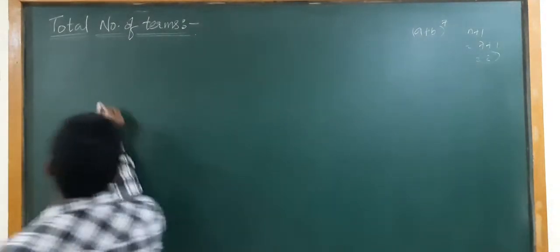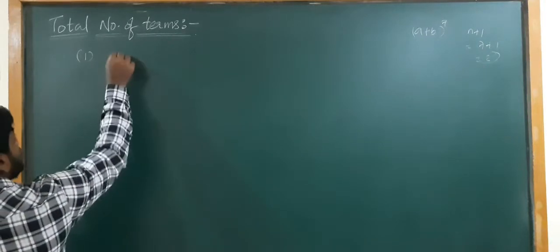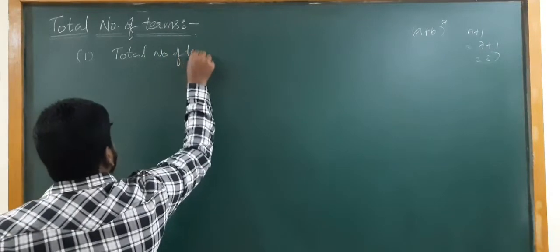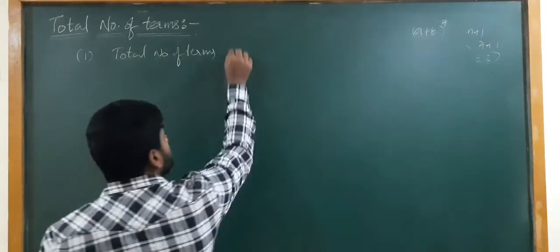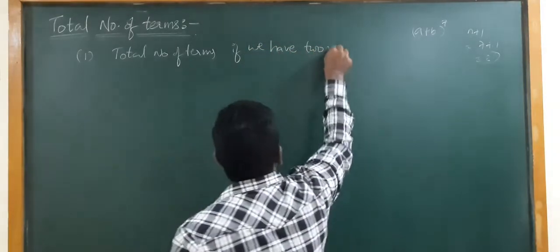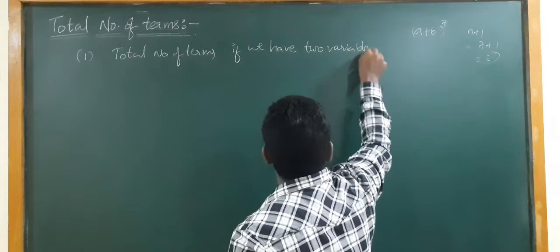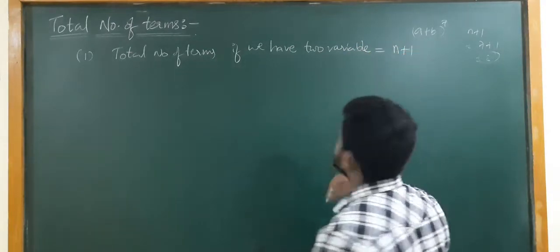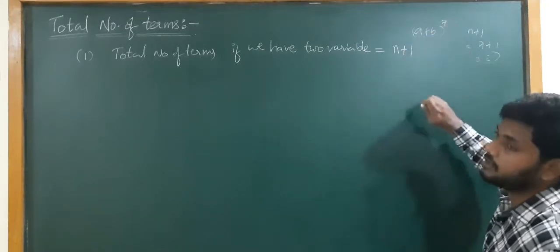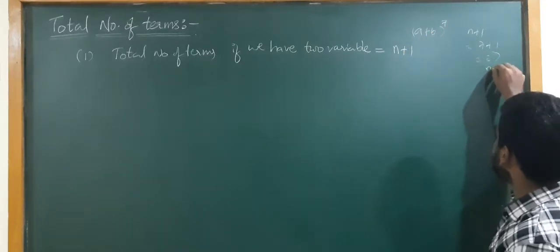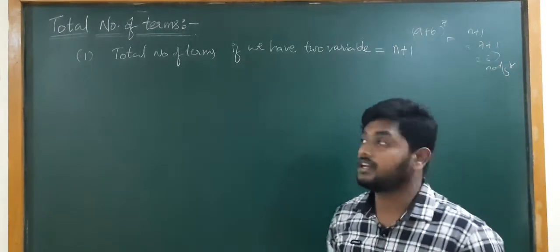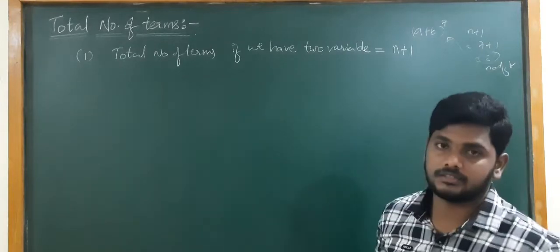First, total number of terms if we have two variables is equal to n plus 1. So the best example is this one. If it is (a plus b) whole to the power of 7, it means 7 plus 1, which is equal to 8 number of terms in this expansion of (a plus b) whole to the power of 7, when we have two variables.